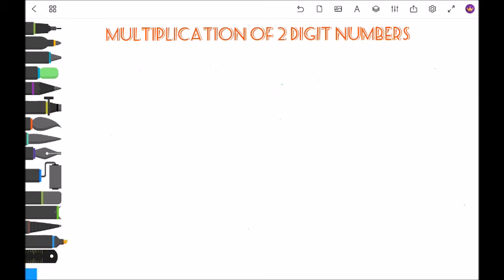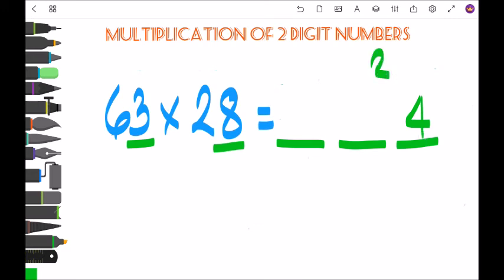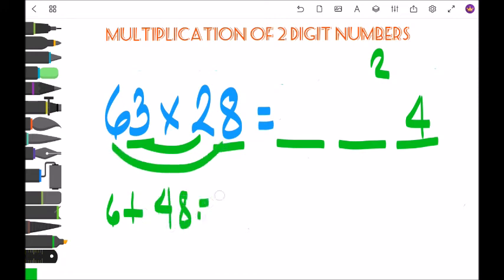Okay, another example. Let's try 63 times 28. Again, last two digits. 3 times 8 is 24. 4 carry 2. Next is 3 times 2, 6, plus 6 times 8 is 48, which is equals to 54. 54 plus 2 is 56, so 6 carry 5.